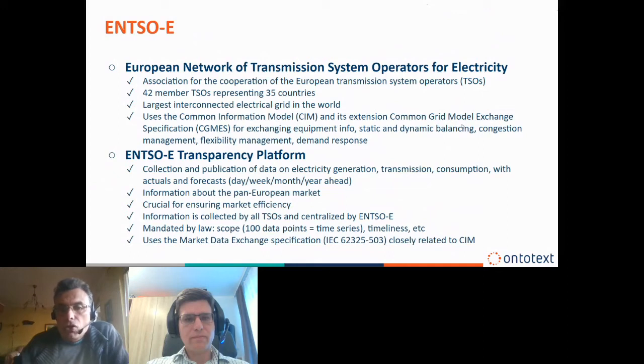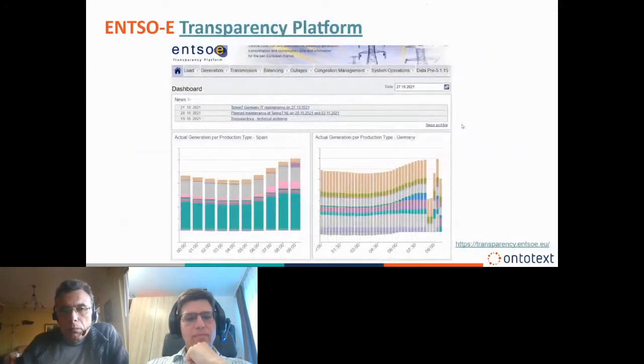It's quite large in scope, about 100 data points or time series. And there are rules about the timeliness of the data. So I think every 15 minutes or so, for example, the actual demand and production are reported. And it uses the MADES standard, Market Data Exchange specification, that is also closely related to CIM. This is a screenshot from the ENTSO-E transparency website. So you see some selected diagrams. You can also choose diagrams of your own, and you can download data in XML format.